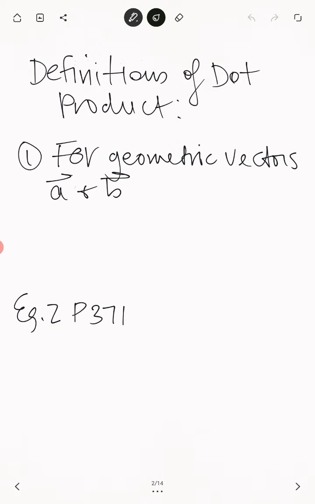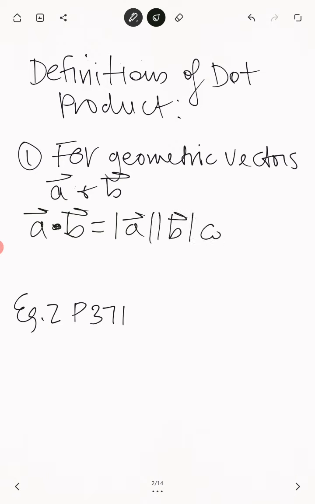So starting with, for geometric vectors a and b, the dot product will be defined to be the magnitude of vector A times the magnitude of vector B times the cosine of theta, where theta is the angle between vectors A and B when they are positioned tail to tail. So theta is the angle between A and B.